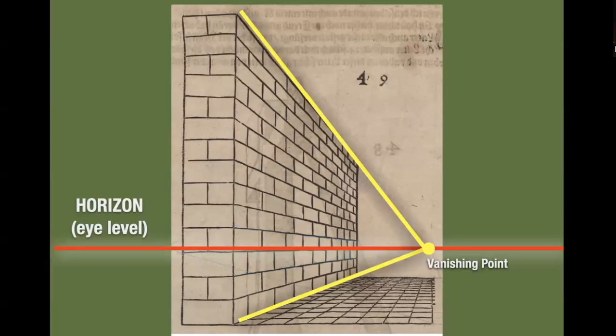And so from the top and the bottom of the brick wall, both of those lines will appear to recede to a point on the horizon called the vanishing point.